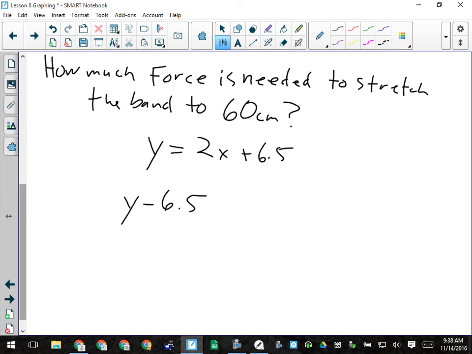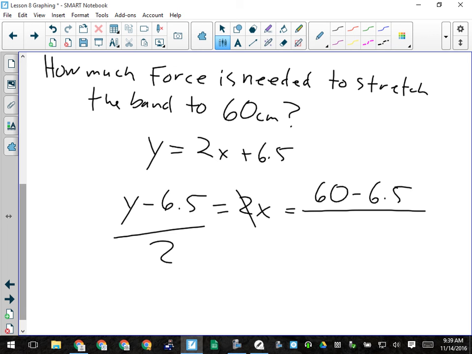So y minus 6.5 equals 2 times x. How do I get x by itself? Divide by 2, right? So that's going to solve for x. So I'm going to plug in my 60 centimeters now. That was the y value I was given, minus the unstrained length of the rubber band, 6.5 centimeters, divided by the slope.